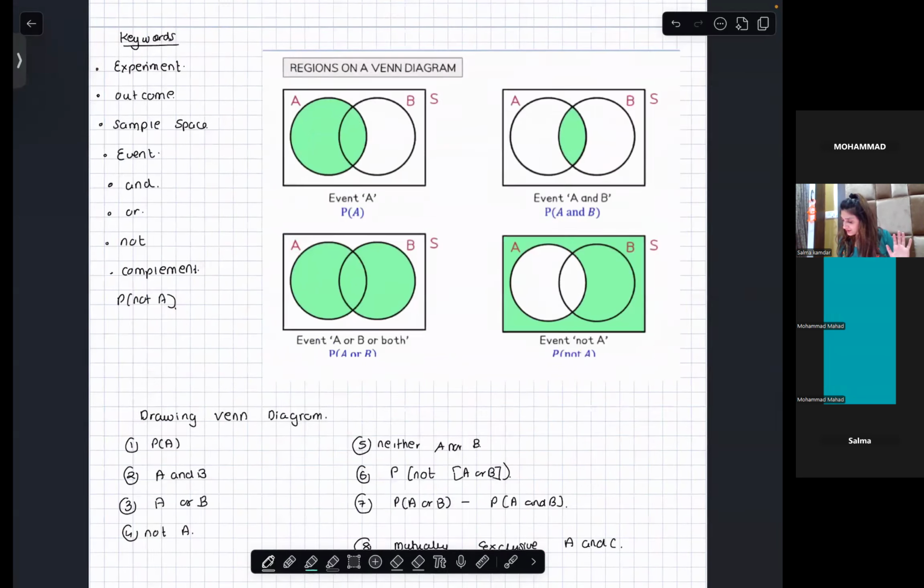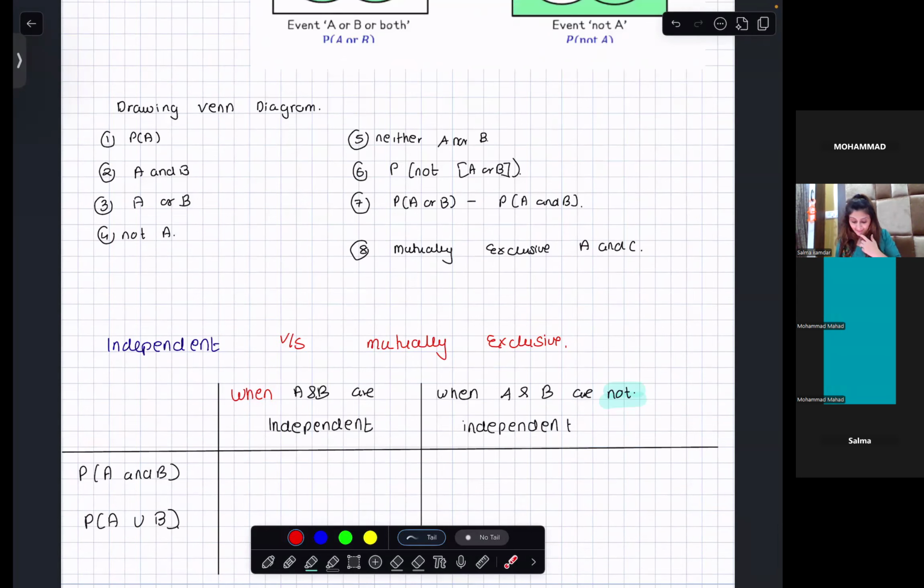Apart from this, when you are talking about drawing a Venn diagram, there are 8 essential Venn diagrams which I feel you should definitely know. Apart from these 8, there are more which we will practice.